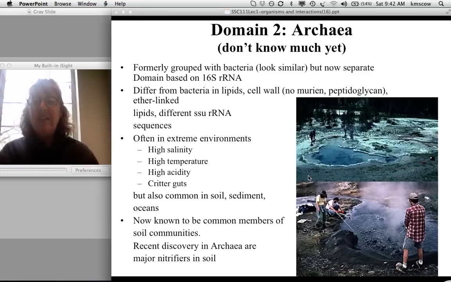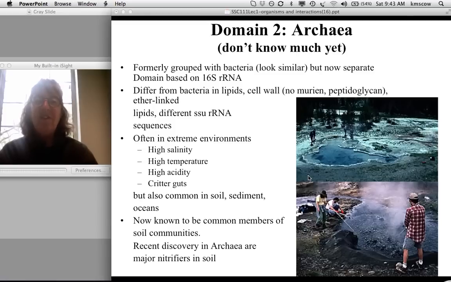But let's look at what makes them different. We know based on the small subunit ribosome that they're distinctly different from bacteria. They're their own separate domain. They also differ from bacteria in their lipids and their cell wall components. They don't have peptidoglycan. In their lipids as well, they're quite different. Archaea are famous for being found in extreme environments of high salinity and temperature, acidity, and inside guts of organisms, but they're really common also in soil and sediment.